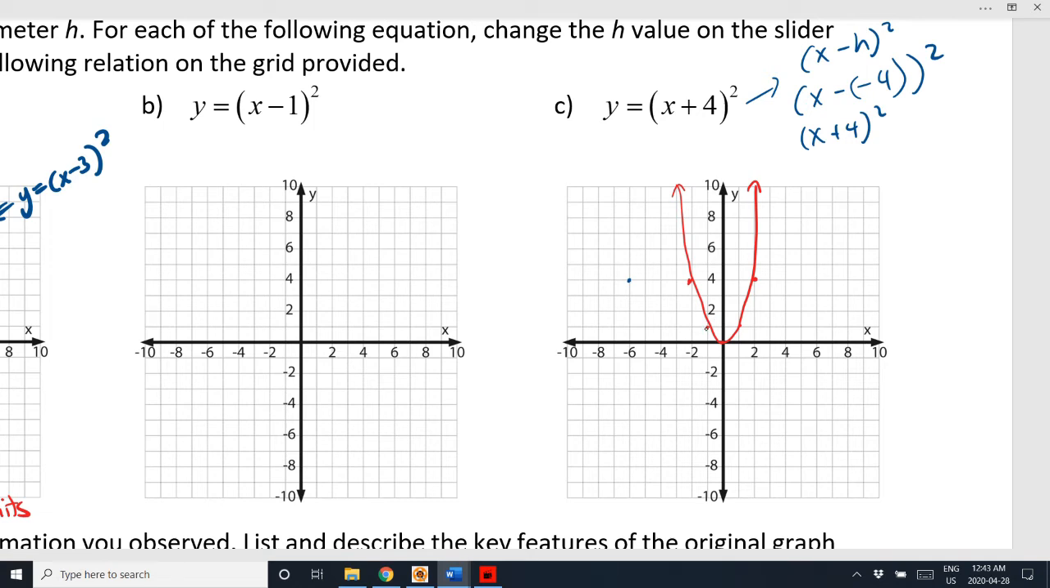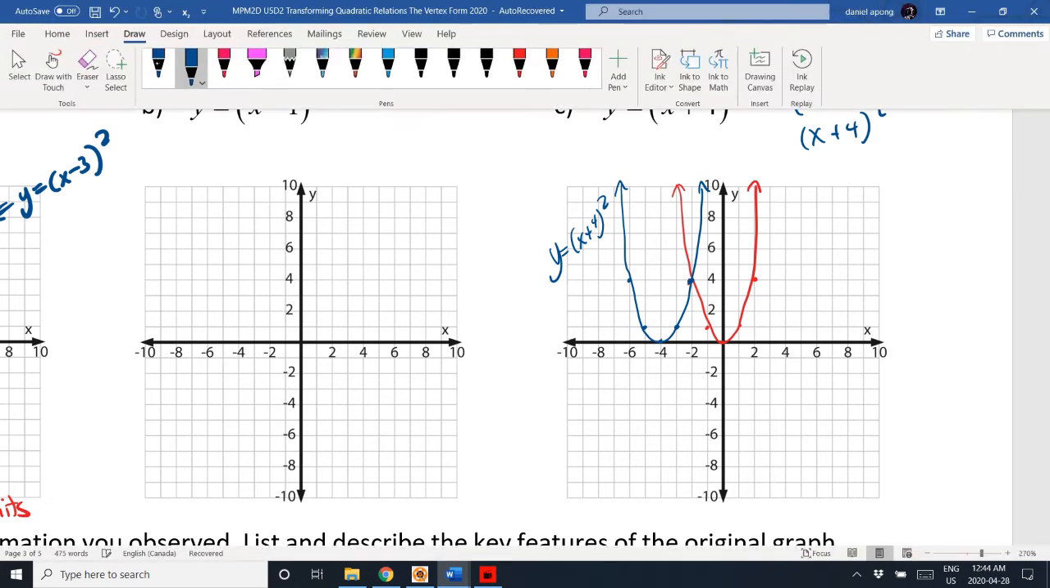And then we'll move this one down here. 1, 2, 3, 4. 0. 1, 2, 3, 4. 1, 2, 3, 4. And now we'll draw our new parabola. And I'll label this so you know which one is which. So this is (x plus 4) squared, and the red is going to be the parent function.